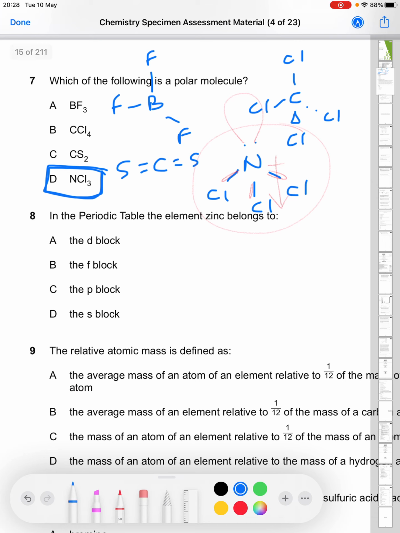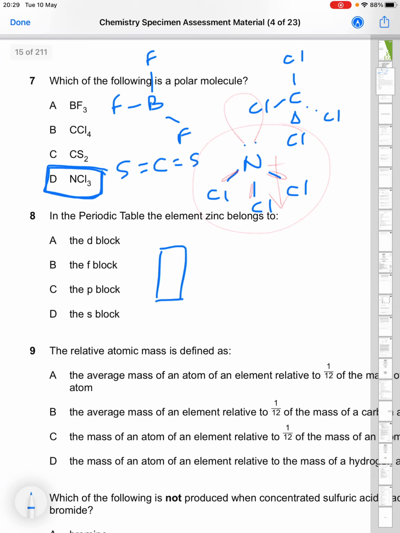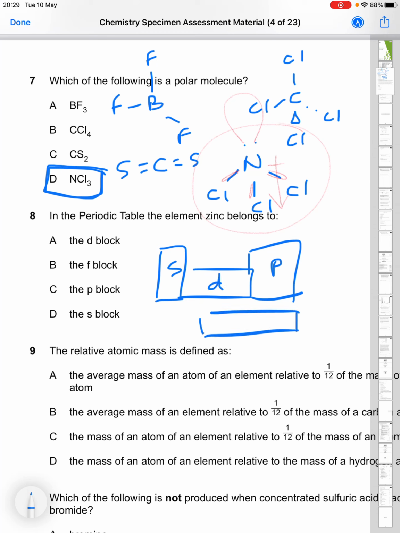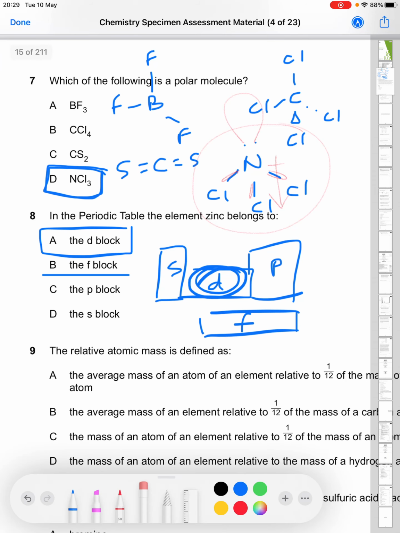Number 8, in the periodic table, the element zinc belongs to, well, this is where you look at your data leaflet if you're not sure where zinc is, but it's one of the transition metals. So just to recall the blocks for you, S, P, D, and then the actinides and lanthanides are F. So it's D. It's in there, in the D block. Okay.